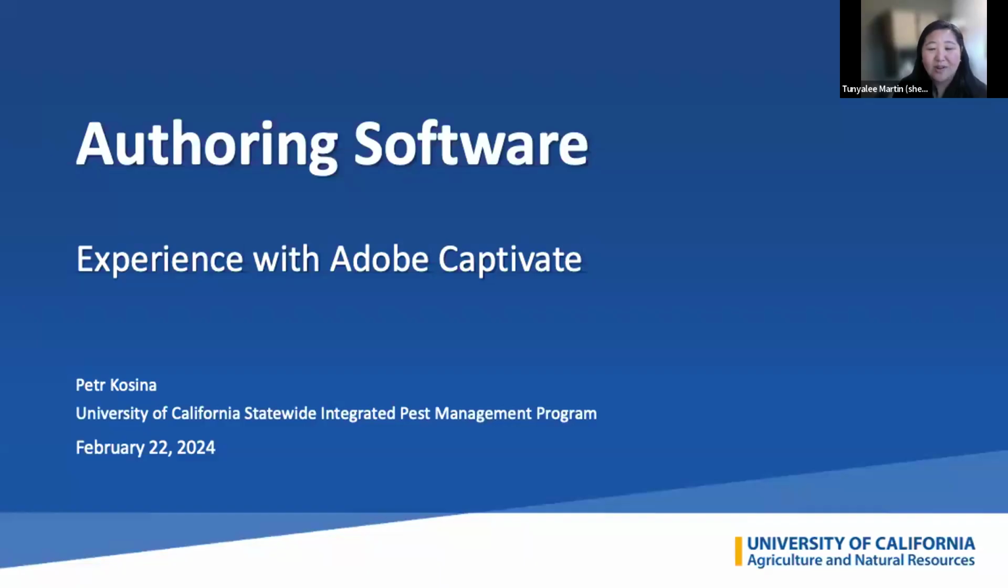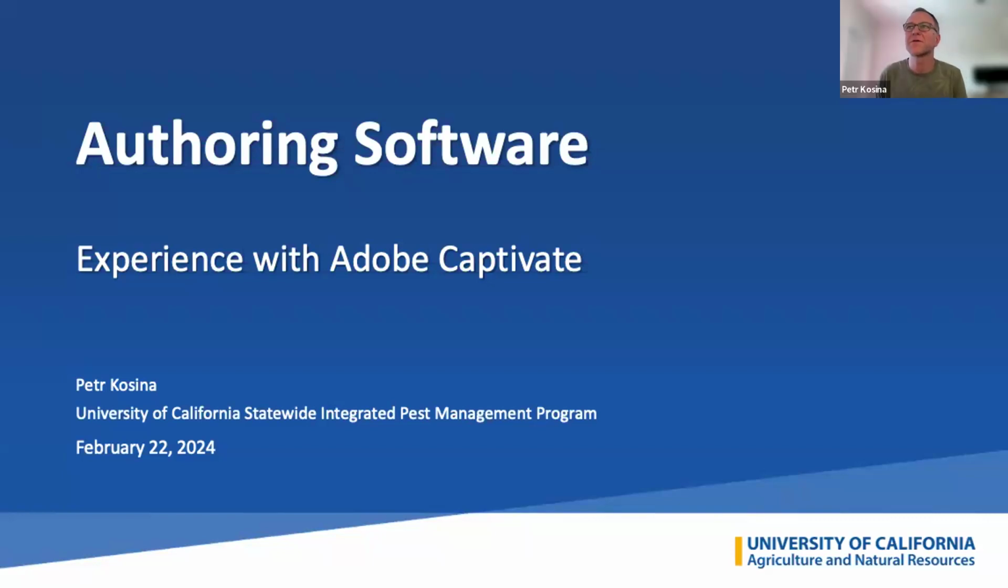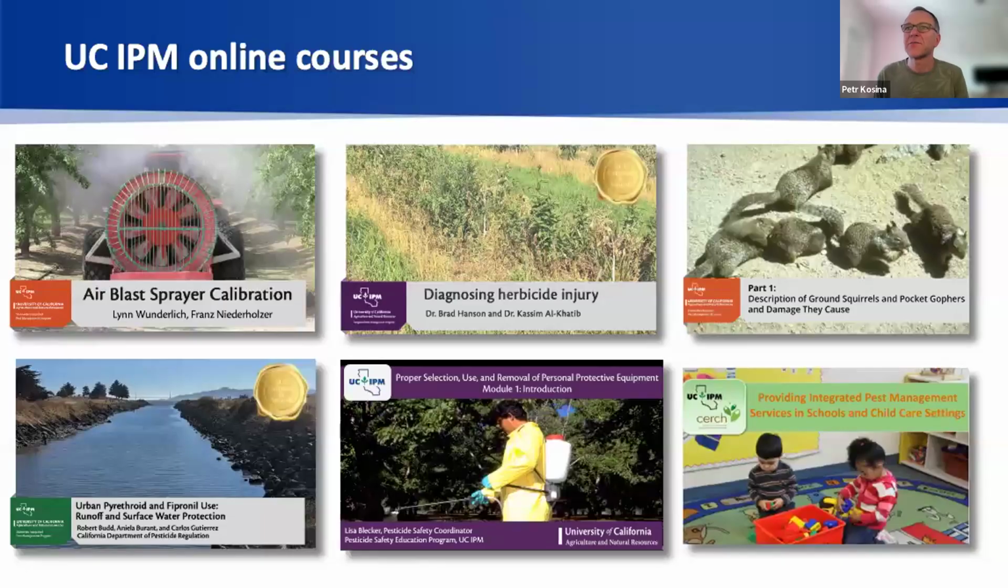Okay, so Peter, please go ahead and start off your presentation part, authoring software, experience with Articulate Rise 360 and Adobe Captivate. Okay, thank you, Daniele, for the introduction. So in my part, I'll be talking about the experience with Adobe Captivate in UCIPM, University of California Statewide Integrated Pest Management Program. We have started developing online courses more than 10 years ago, around 2011, and currently we manage over 20 online courses. Our target audience are primarily growers and pest management professionals.